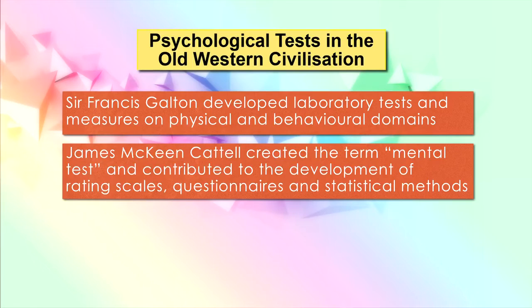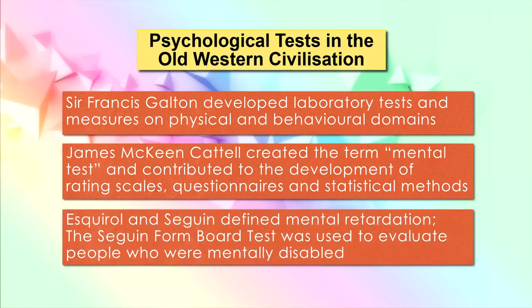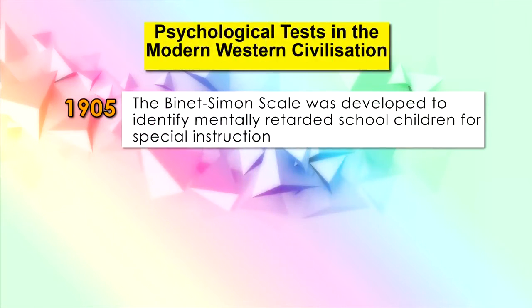The contemporary history of psychological testing sees the development of tests related to intelligence. Esquirol and Seguin defined the concept of mental retardation. The earliest test constructed was the Seguin form board test, which was used to evaluate people who were mentally disabled. Over in France, the Binet-Simon scale was developed in 1905 for identifying mentally retarded school children for special instruction. This is the first intelligence test developed, and it was revised many times in later years and is still widely used today all over the world.